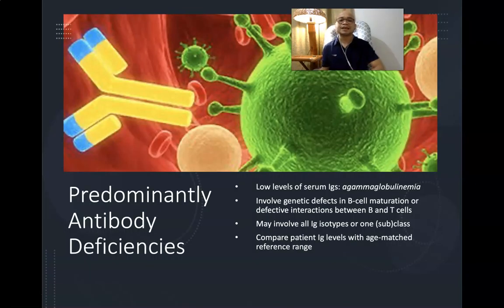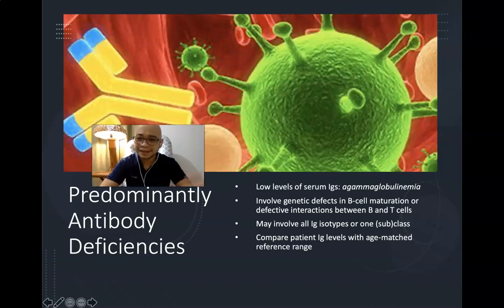disorders. Okay, so let's discuss here predominantly antibody deficiency. What do you mean by this particular category? It means that the reason why the person is immunodeficient is because he or she lacks immunoglobulins. Let's review the importance of immunoglobulins. Immunoglobulins or antibodies are important, particularly if the pathogens are not yet intracellular.